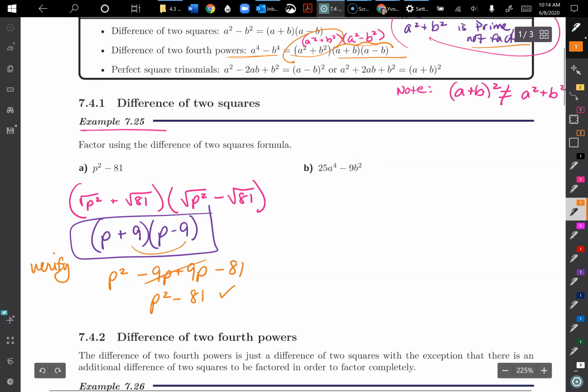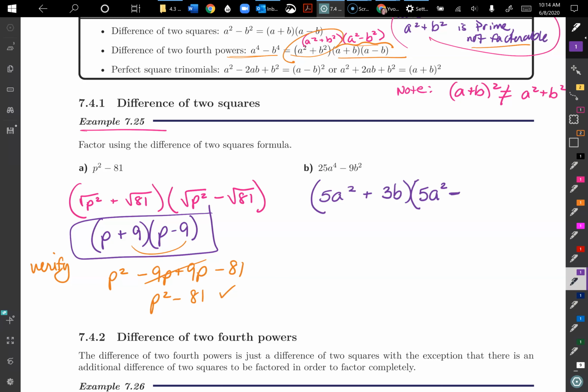So what we're going to do though is take the square root of the first one, which is 5a squared, add the square root of the second one, which would be 3b, in parentheses, times parentheses, square root of the first one again, 5a squared minus, remember we have to have opposite signs. If we don't have opposite signs, we're going to end up with a perfect square trinomial, not a difference of 2 squares. So minus the square root of the second one, which is 3b.